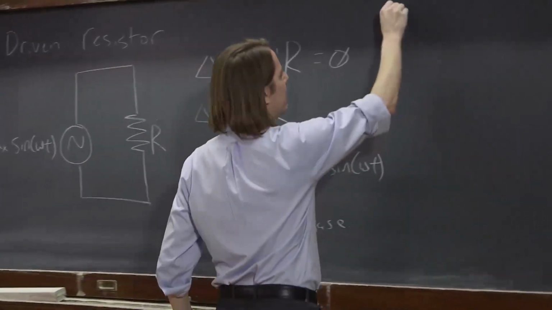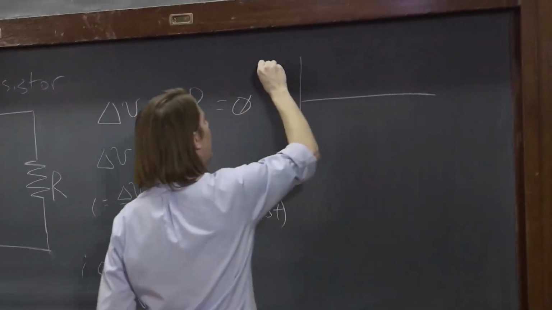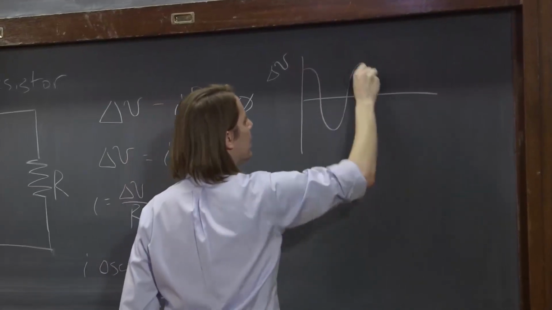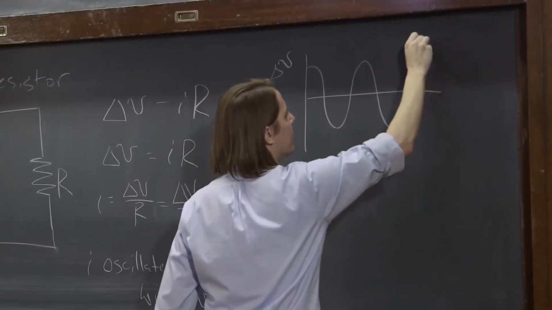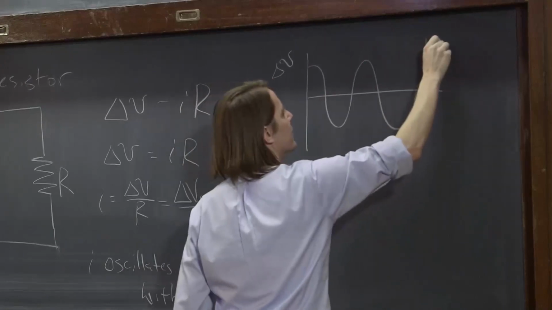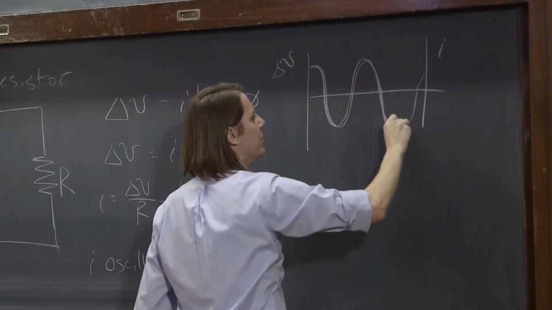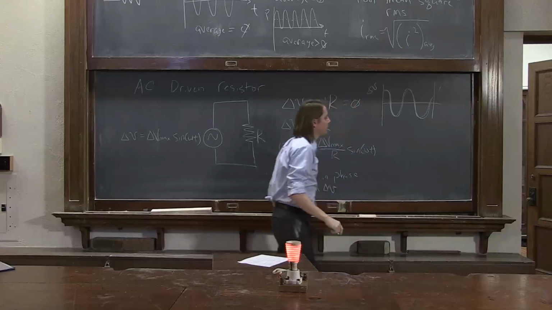So if we were to plot the applied delta V coming out of the power supply like this, and then we were to plot on top of it on this axis I, they would be right on top of each other. Both sinusoids. Like that. Okay.